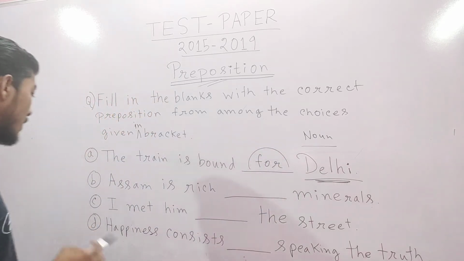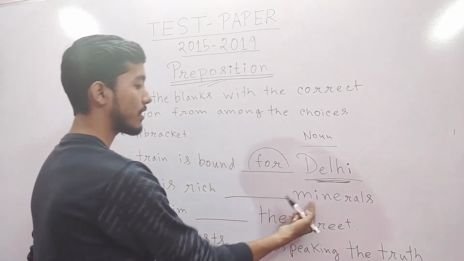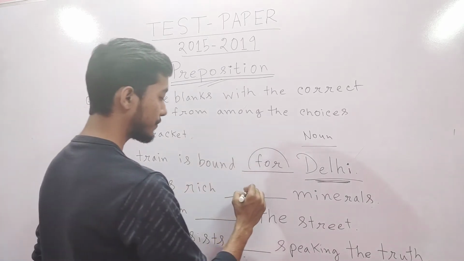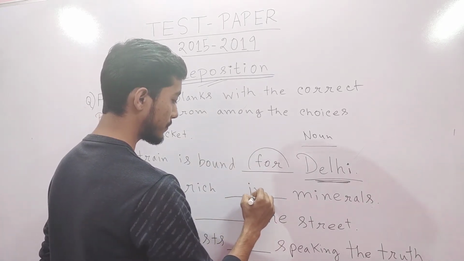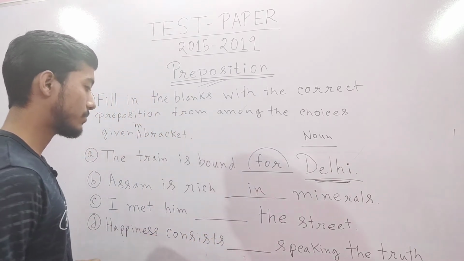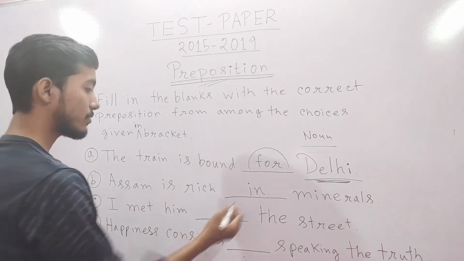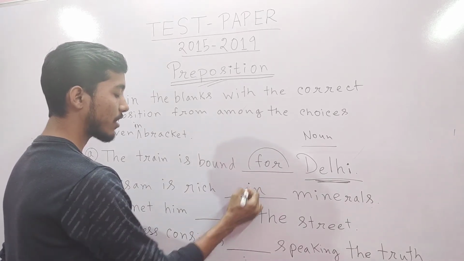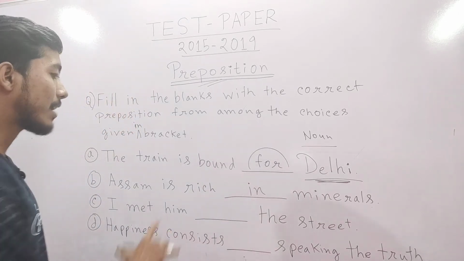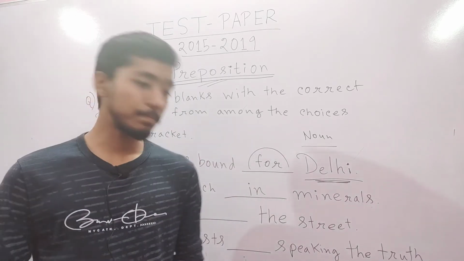Okay. Now, next question: Assam is rich dash minerals. Assam is rich in minerals. Now, that is a very common sentence. Rich in minerals means minerals are found in Assam, and that is why we have written in. We cannot write on, we cannot write anything else. We have to write Assam is rich in minerals. That means minerals are found in Assam.